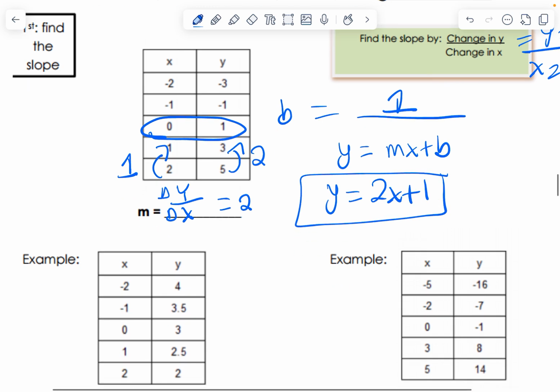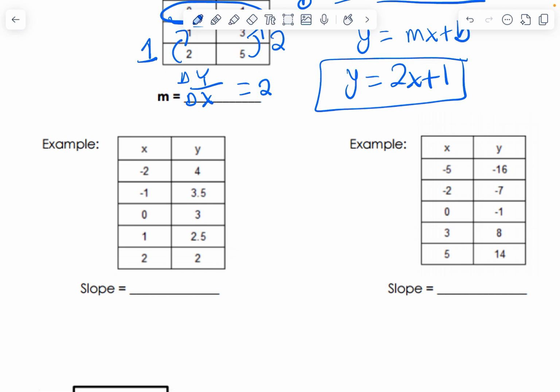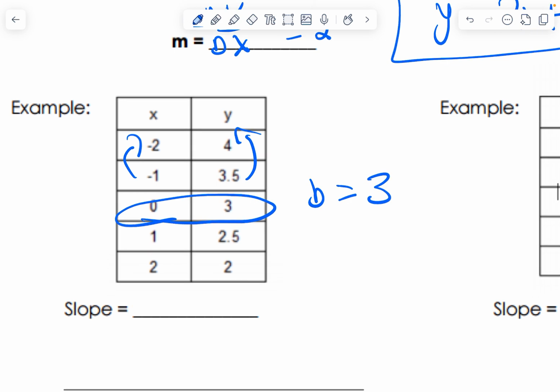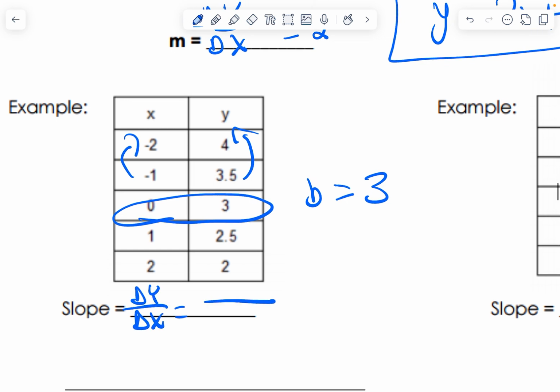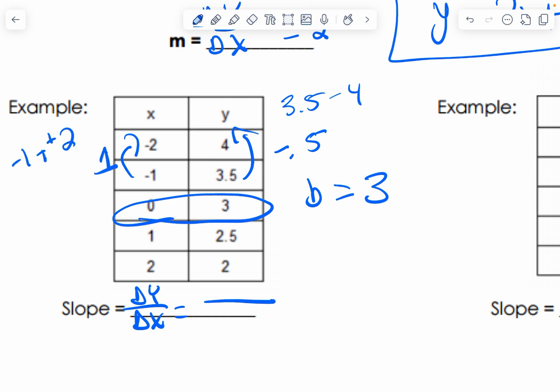Okay, let me do one more. Then I'll let you try the next example. So this is my y-intercept because that's where x is 3. Then I'm just going to subtract anywhere along this table to find my slope, because my slope is my rise over my run. So to find the difference, 3.5 minus 4 is going to give me negative 0.5. Negative 1 minus negative 2 is going to give me positive 1 with the calculator. So my slope is negative 0.5 over 1, which is my m value, or negative 0.5.